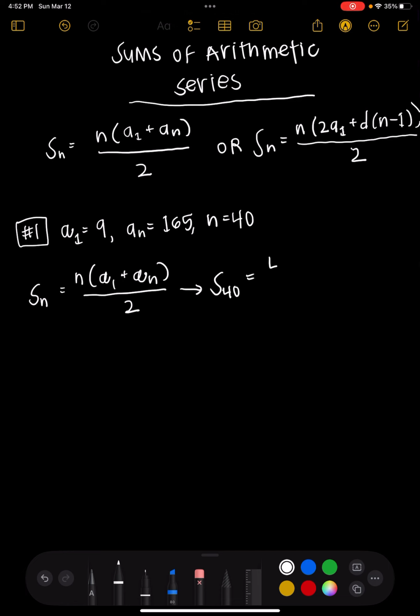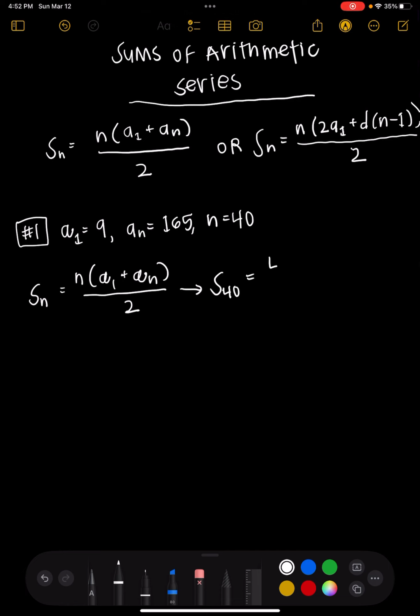Okay, now let's look at the second example. The second example gives me the information that a sub 1 is equal to 17, d is equal to 7, and n is equal to 50.